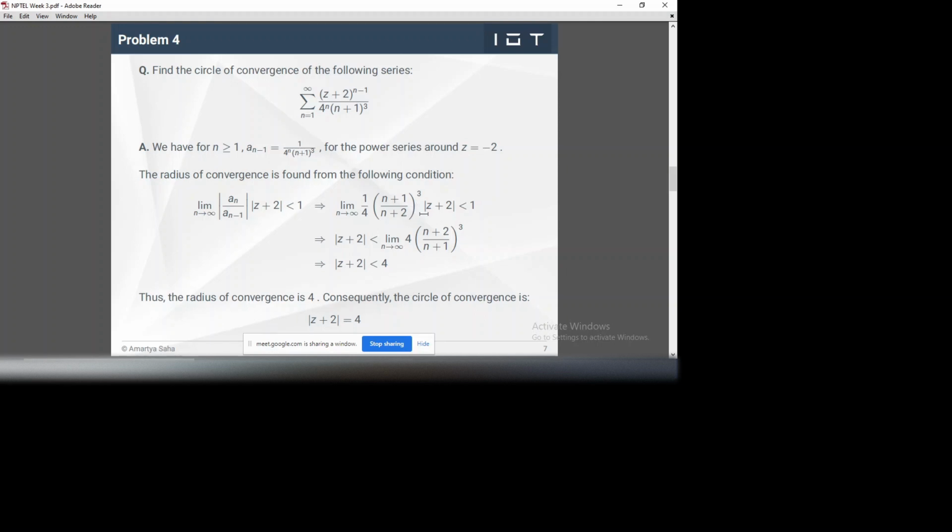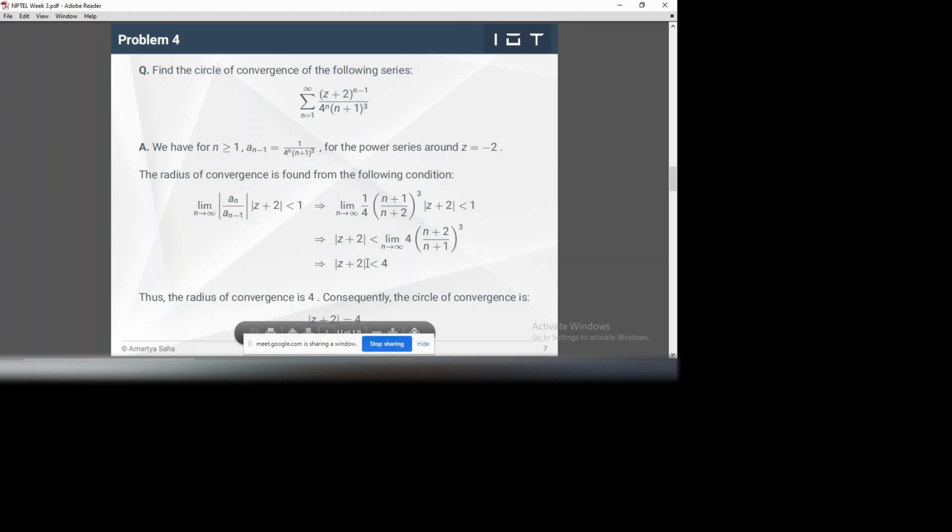This is the term that was already in the summation, and again we'll take this term to the other side of the inequality. So our criterion for uniform convergence is now mod z plus 2 has to be less than this limit. And what do we recognize? This limit is easily calculated to be 4, right? If n tends to infinity, the inside limit is 1 and we have a factor of 4, so this limit is 4.